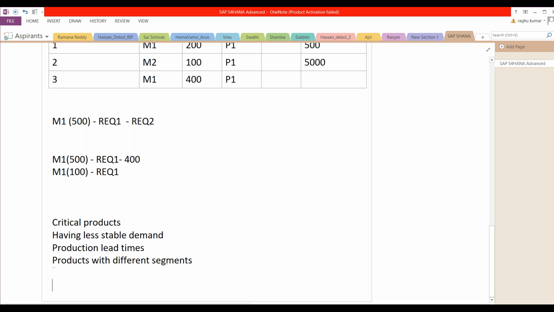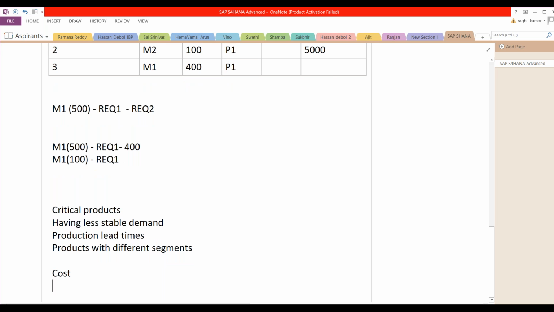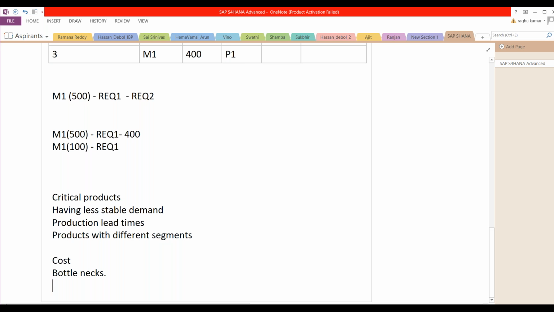Perfect. Yeah. In addition to that, cost can also be another reason. Yeah. So we say production lead times is already there. Yes. And people define sometimes a few materials as bottlenecks. Yes. So those materials they want to use, especially in advanced planning.